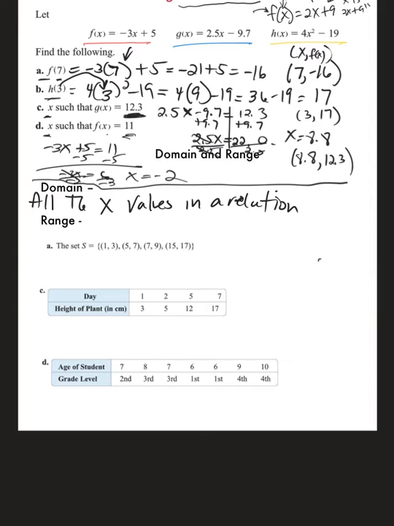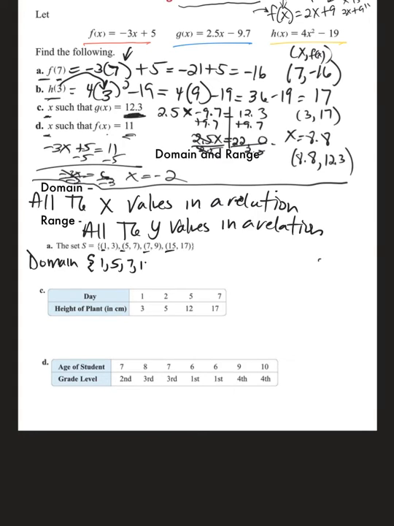The range is all the y values in a relation. You're basically listing these out. So if I was asking you for A to give me the domain, you would say, open your curly brackets, 1, 5, 7, 15. If you were asking for the range, that is going to be all the y values, 3, 7, 9, 17.